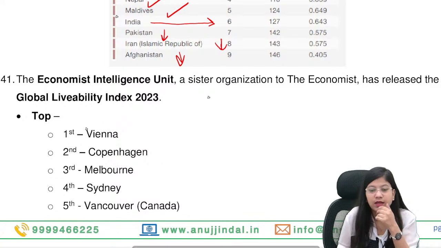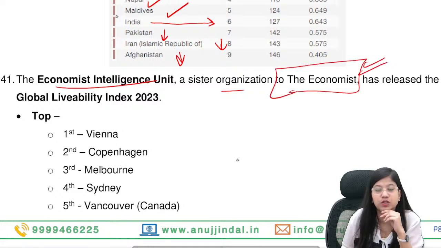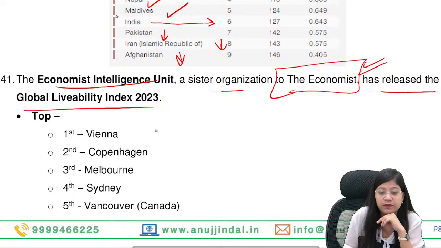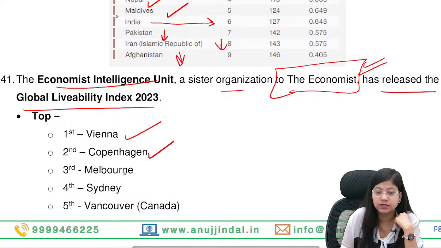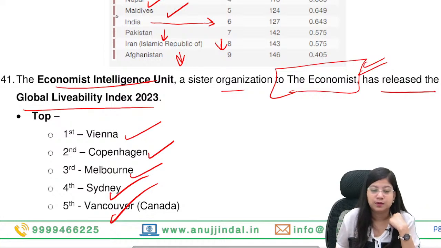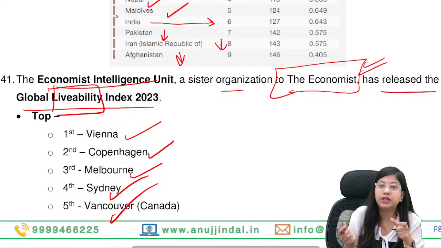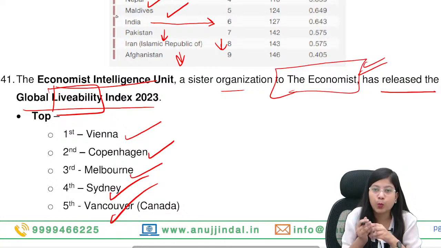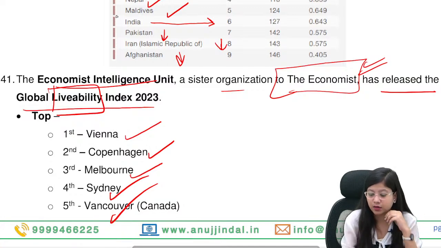Moving ahead, the Economist Intelligence Unit, which is a sister organization to The Economist, a very famous newspaper, has also released the Global Livability Index 2023. Vienna is at the top, Copenhagen is second, Melbourne is third, Sydney is fourth, Vancouver is fifth. Livability is basically where you can live with efficiency. That is something that is assessed in this Global Livability Index.